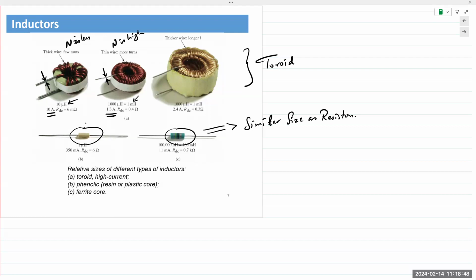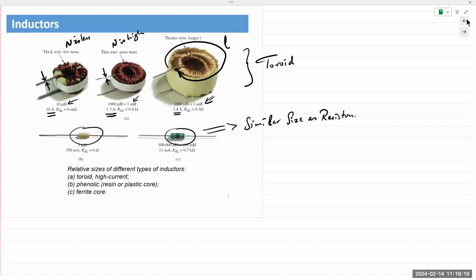And then lastly, if you look at this one, it has the exact same value as the one shown in the middle, 1 millihenry. But the current carrying capacity is a little bit larger. Okay. The reason for the low inductance value is that the length of the coil, L, is longer.